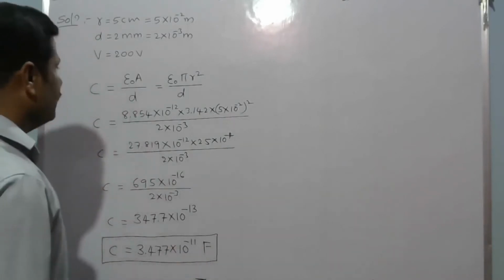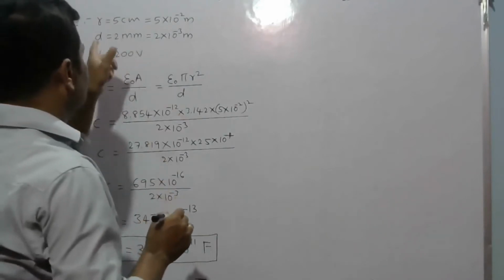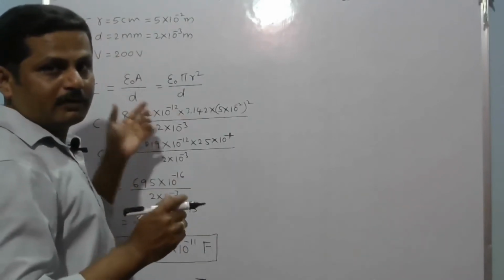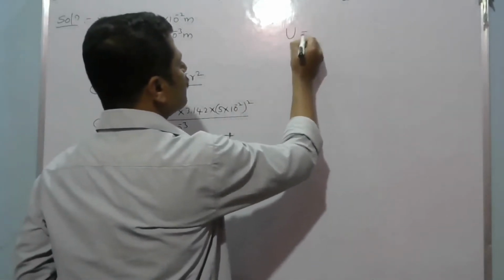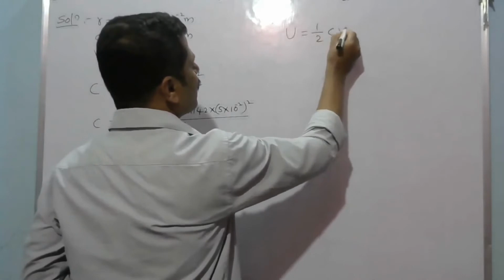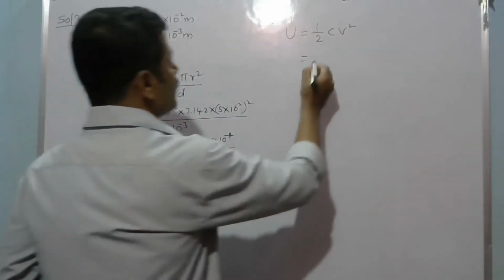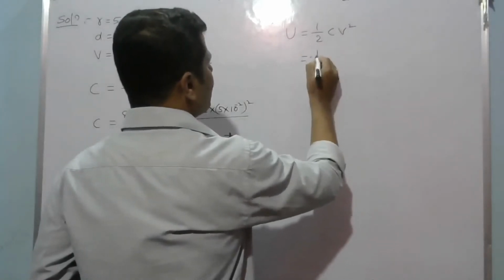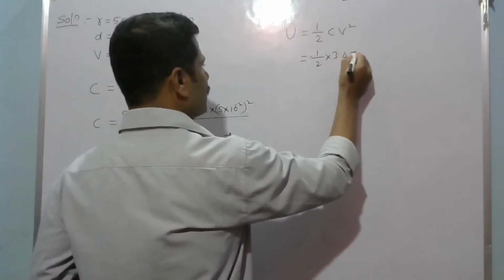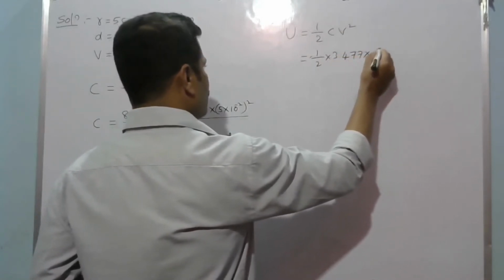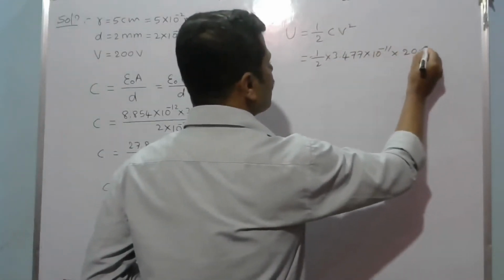Now we need to find out one more parameter, that is the energy stored in the capacitor when it is connected to 200 volt supply. We know that the energy stored in the capacitor is equals to half CV square. Just now we got the capacitance of this capacitor, so it is 1 by 2 into 3.477 into 10 raised to minus 11 into the applied voltage 200, make it square, 200 square.